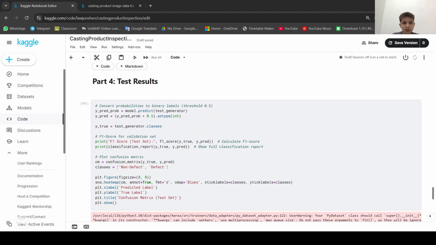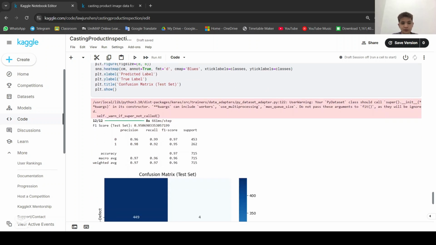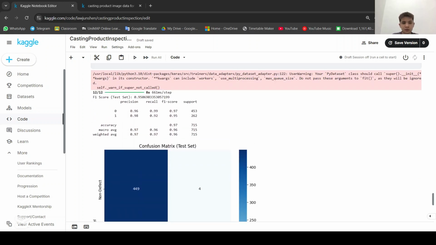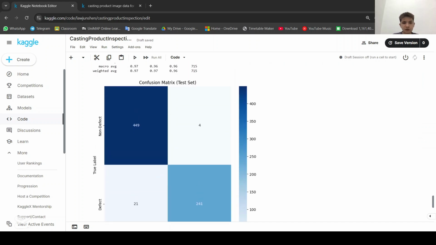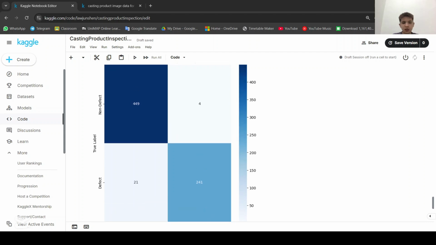So the next one is the test result. At first, we do the same thing to measure the F1 score and also the confusion matrix on the test set. This is what we get. The F1 score is pretty good, since we have an accuracy of 97%. This is the confusion matrix for the test set. You can see that most of the classes are correctly detected.